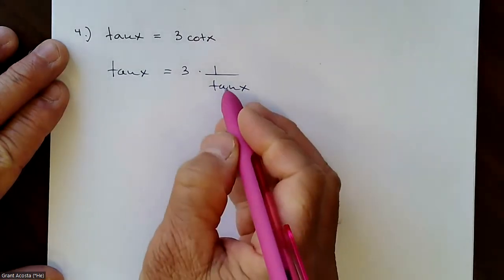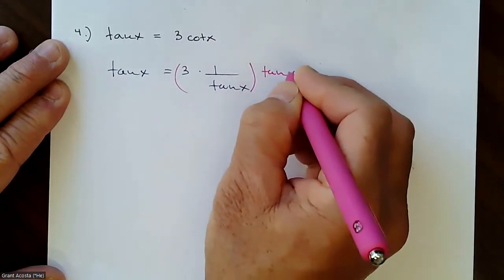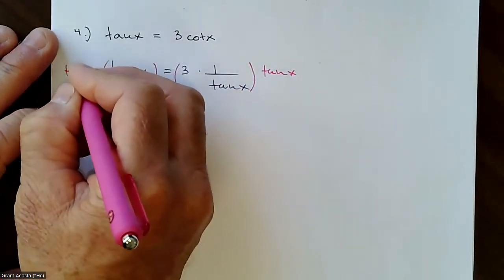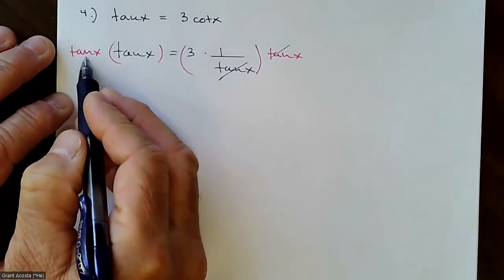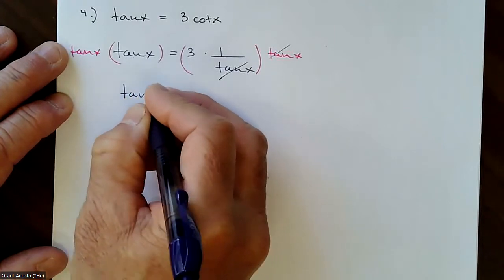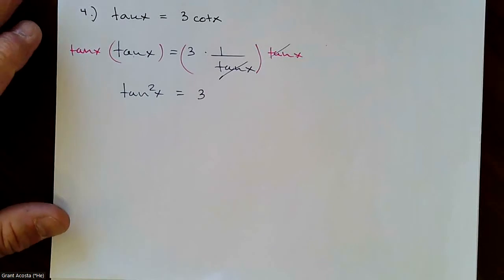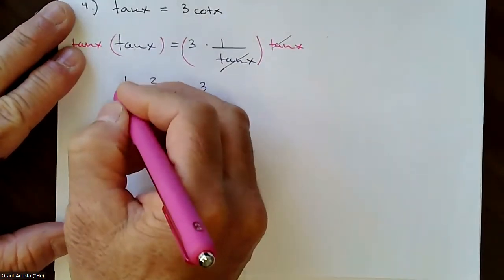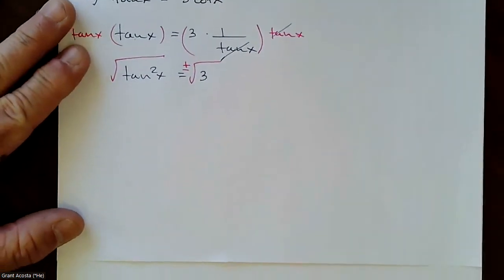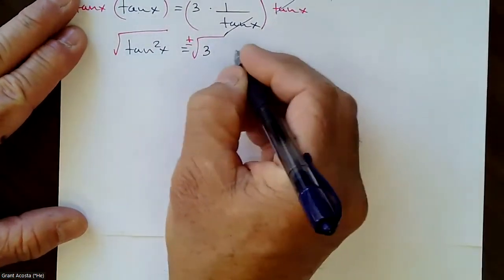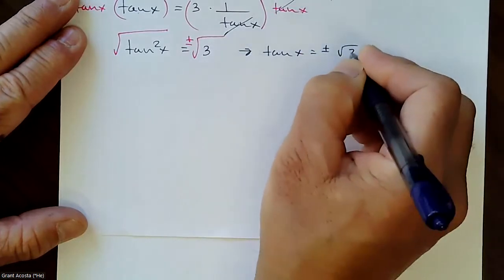And then I might think, okay, if it's 3 times 1 over tangent of x, if I multiply both sides by tan of x, that cancels here, and I end up with tan times tan, which is tan squared of x equals 3. Like the previous problem, if it's tan squared, I need to take plus or minus the square root. So I end up with tan x equals plus or minus square root of 3.